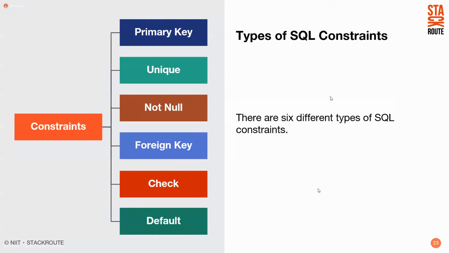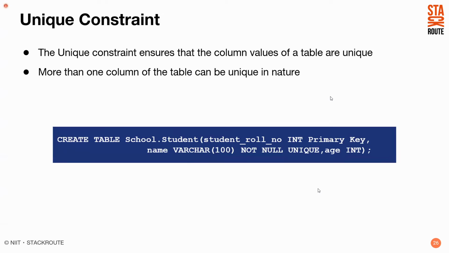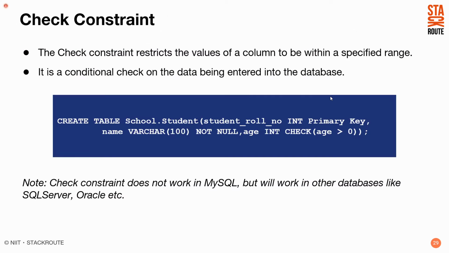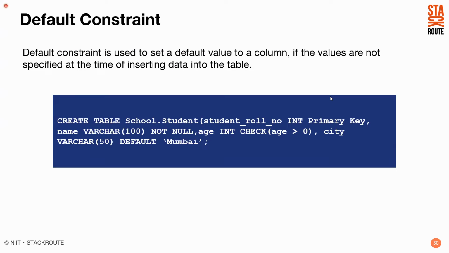The last one is default. So primary, not null, unique, foreign alone, we will discuss now. Check, default. Can you see? City, varchar 50, default Mumbai. If I have not specified, it will take Mumbai. All will be reflected in your insert query.